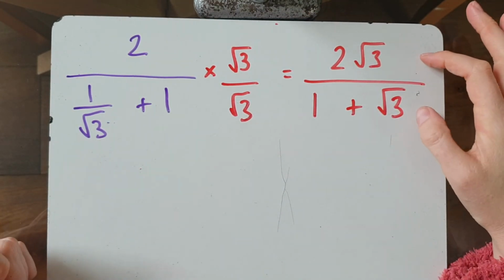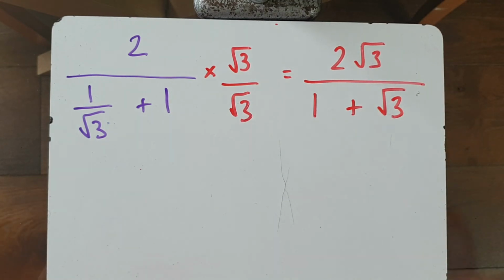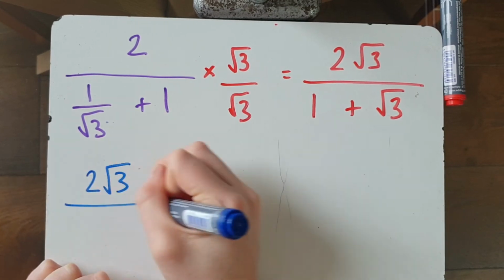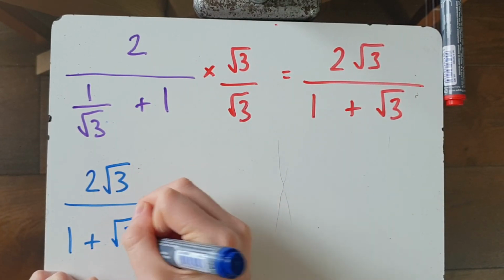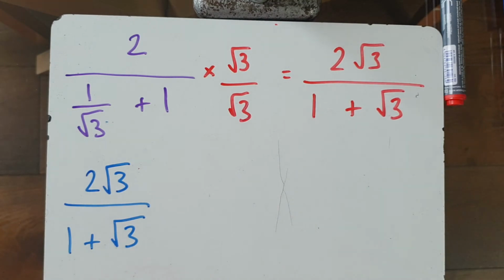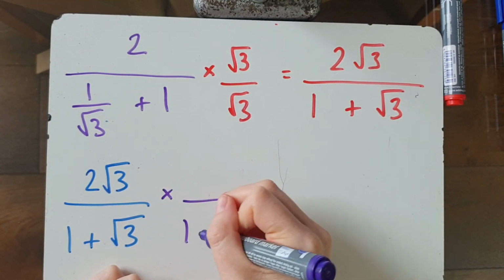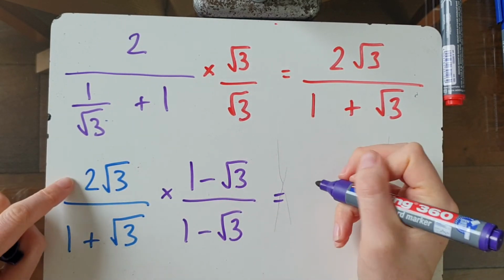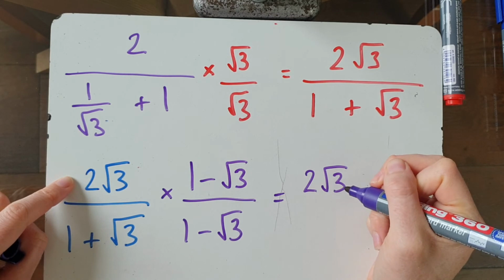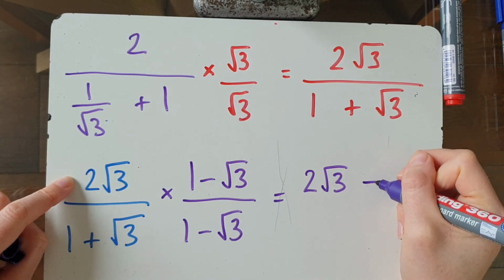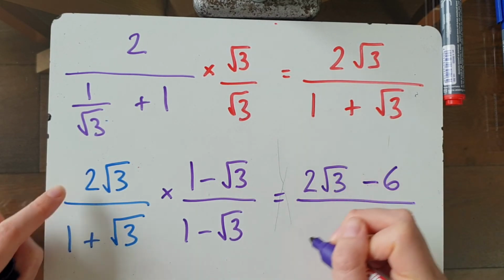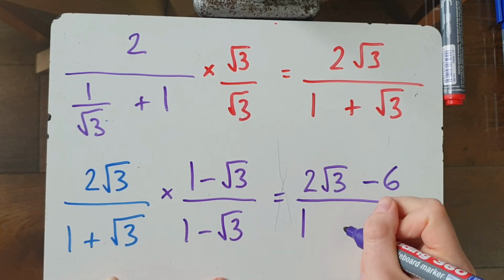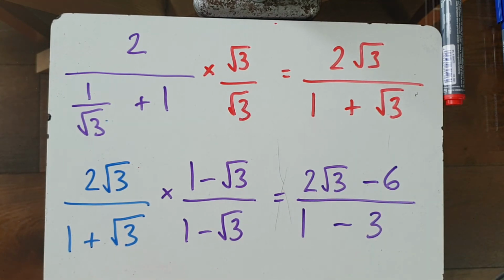Now this is similar to what you've had to do before. So I'm now working with 2 root 3 over 1 plus root 3. I'm going to multiply that by 1 minus root 3. So I would end up with 2 root 3 minus 6 over 1 plus root 3 minus root 3 minus 3.